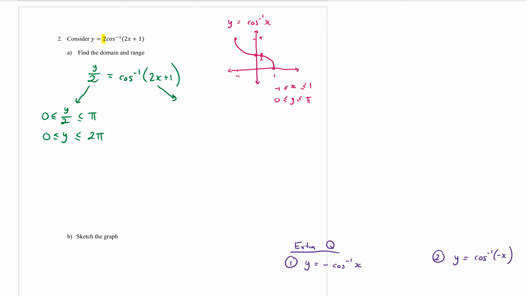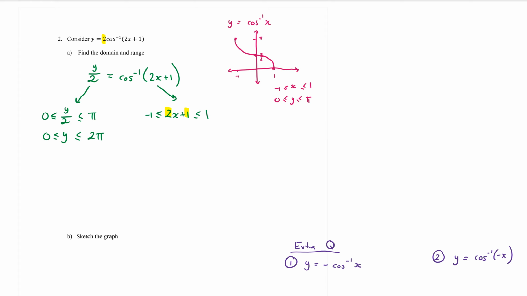Now let's do the domain. Now I have a 2x plus 1. The domain of that 2x plus 1 must be between, looking in the red again, minus 1 and positive 1. So I have minus 1 on this side, positive 1 on that side. Now I have 2 numbers here to move away. I've got to get rid of my 2 and my 1 here.